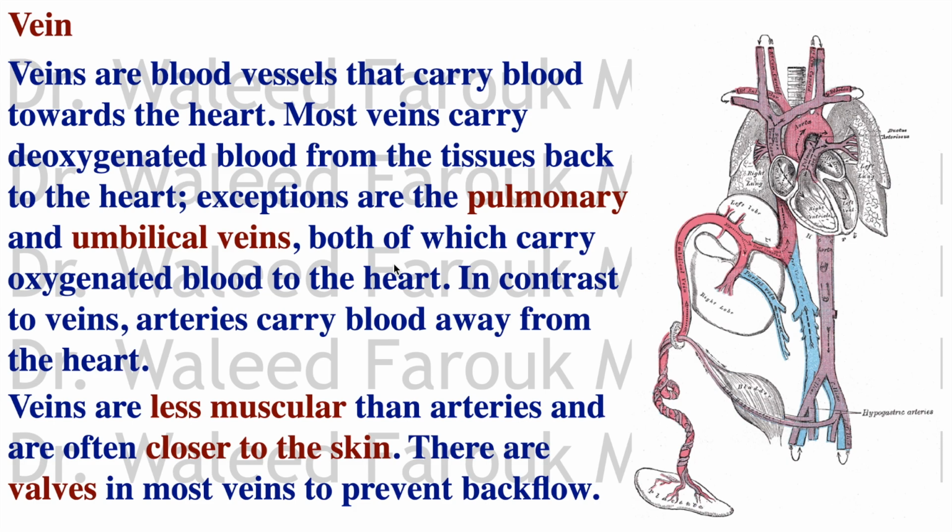The pulmonary vein carries blood towards the left atrium of the heart to be distributed to the tissues of the body, and the umbilical veins carry it to the fetus. Veins are less muscular than the arteries and are often closer to the skin, and there are valves in most veins to prevent the backflow.